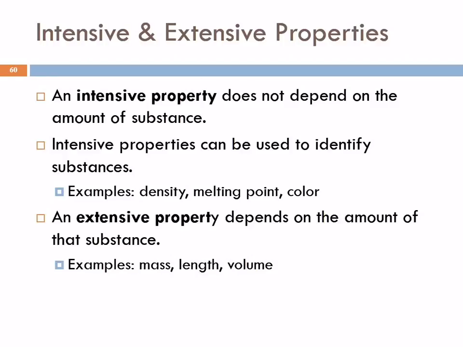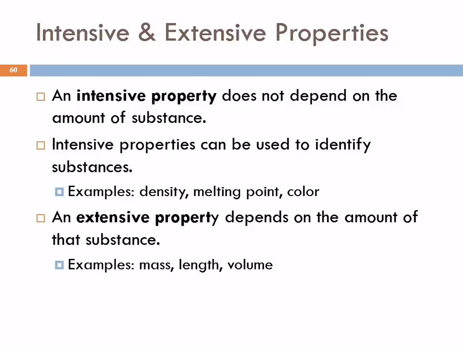Water freezes at 0 degrees Celsius. Ice melts at 0 degrees Celsius. If you have one ice cube, it will melt at 0 degrees. If you have 5 ice cubes, they will melt at 0 degrees. If you have a room full of ice cubes, they will melt at 0 degrees Celsius. It doesn't depend on how much. That's an intensive property. I kind of remember this by thinking intensive and intrinsic. So an intensive property is intrinsic to that substance. Doesn't matter if there's more or less substance. It always does that. Intensive properties can be used to identify a substance.